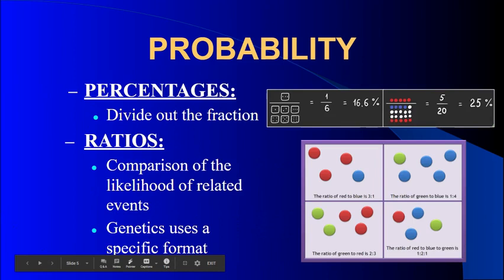Percentages are another way to express probability. And for a percentage, you divide out the fraction. And then ratios are a comparison of the likelihood of related events. And genetics, in terms of ratios, uses a very specific format.